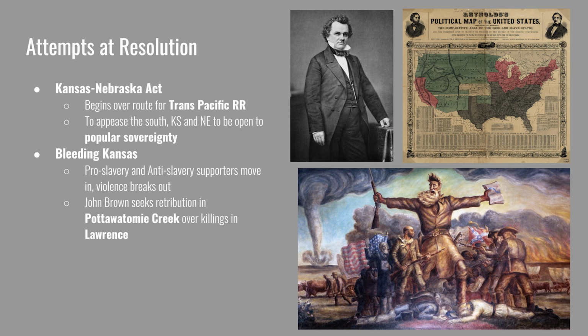This gets a lot of pro-slavery and anti-slavery supporters to move into the territory of Kansas to influence the outcome, and violence breaks out. John Brown, the radical abolitionist, is one such person to rush to Kansas, and after some pro-slavery forces killed anti-slavery supporters in Lawrence, Kansas, John Brown carries out revenge. At Pottawatomie Creek, Brown and his forces murder 5 pro-slavery supporters. The bottom picture on the screen is a mural in the Kansas state capitol of John Brown entering into the Kansas territory during its chaotic founding.